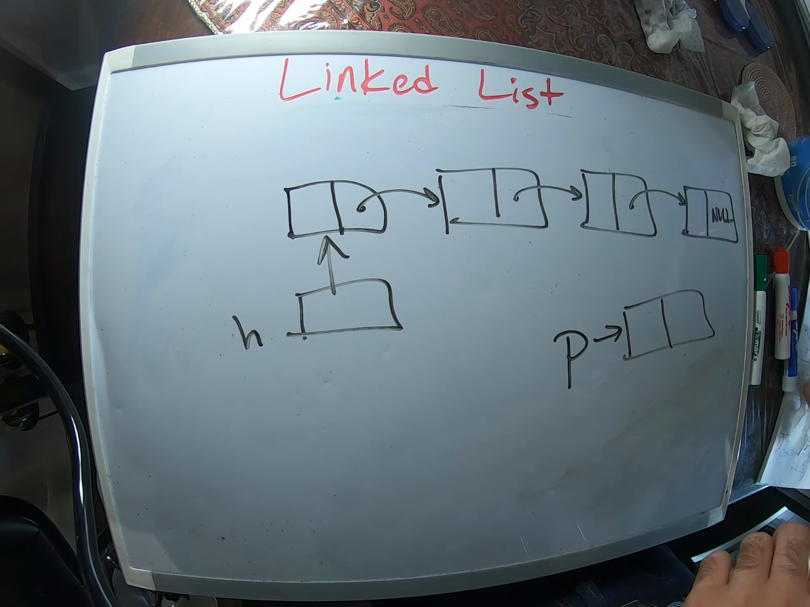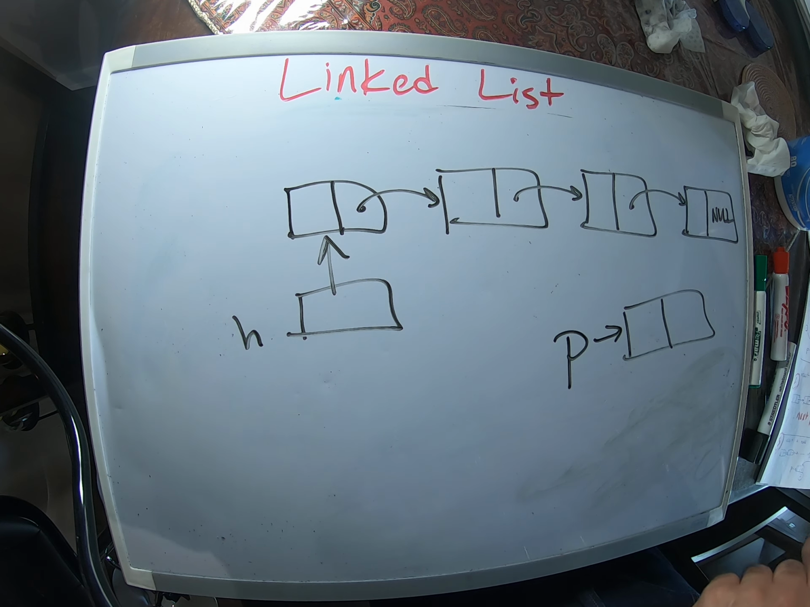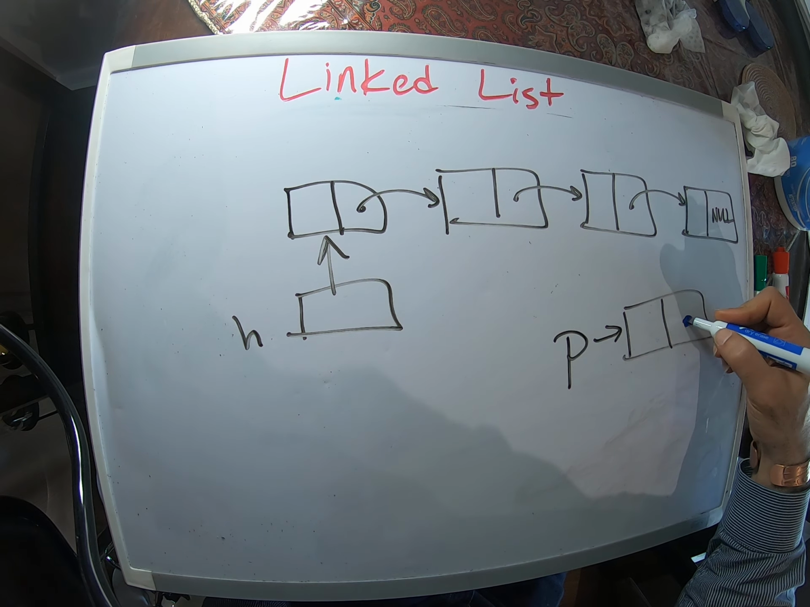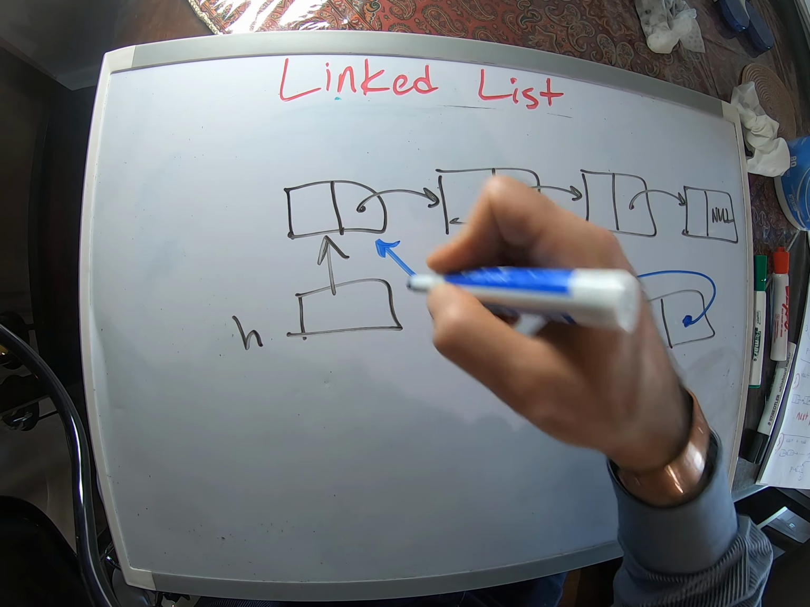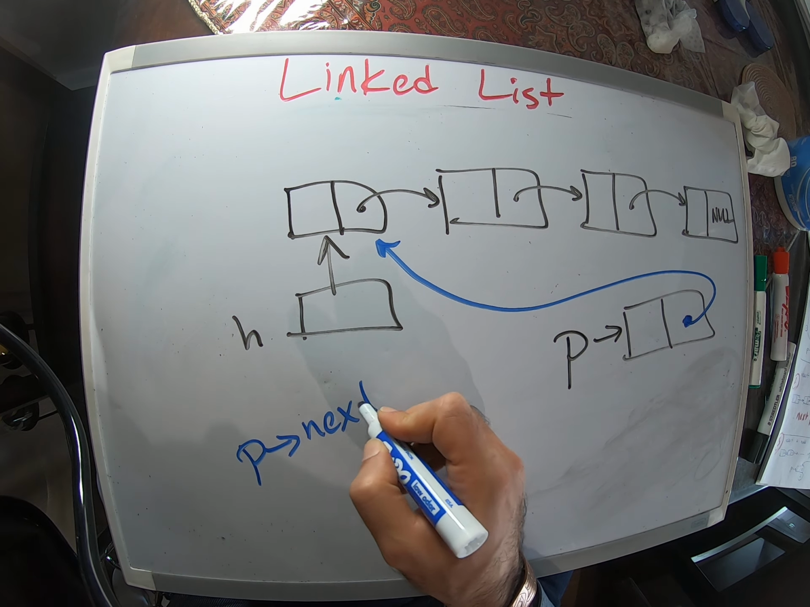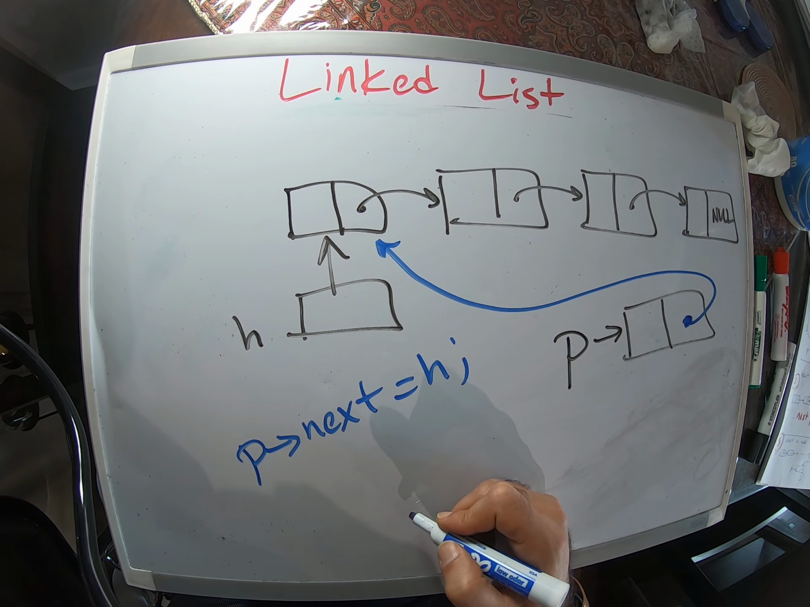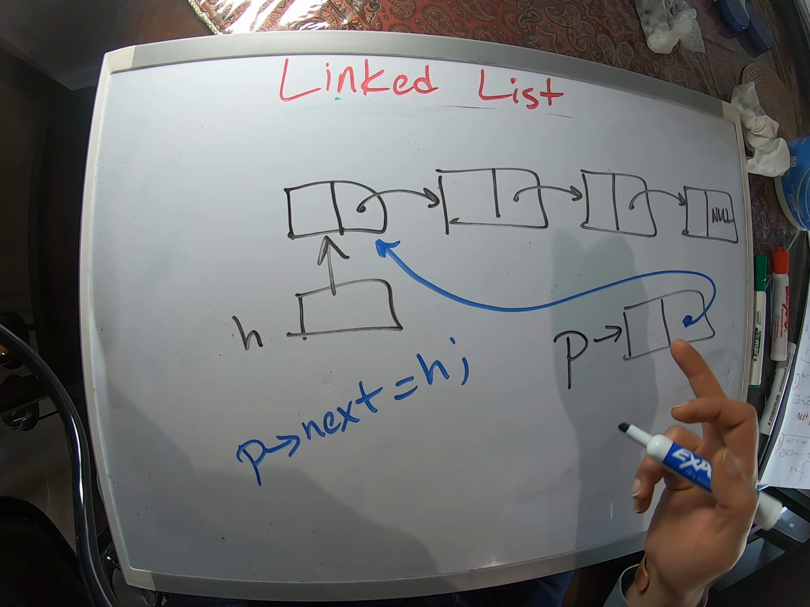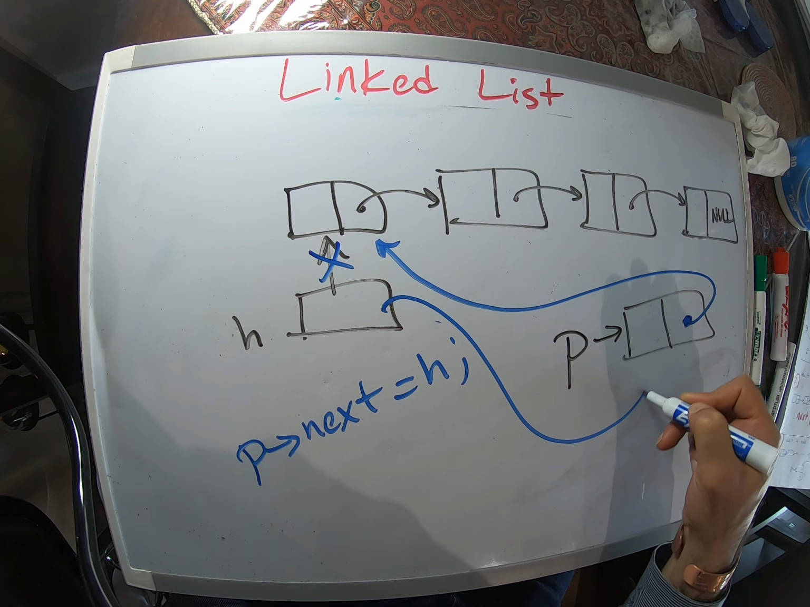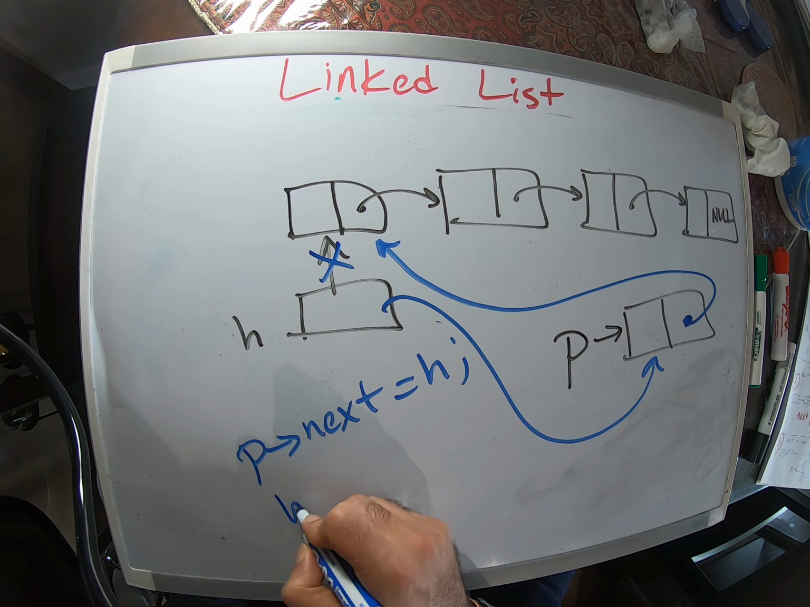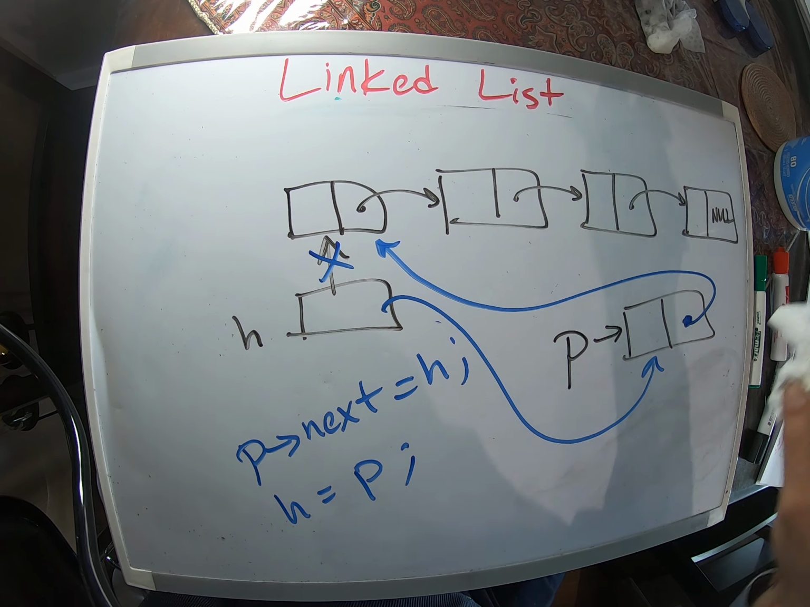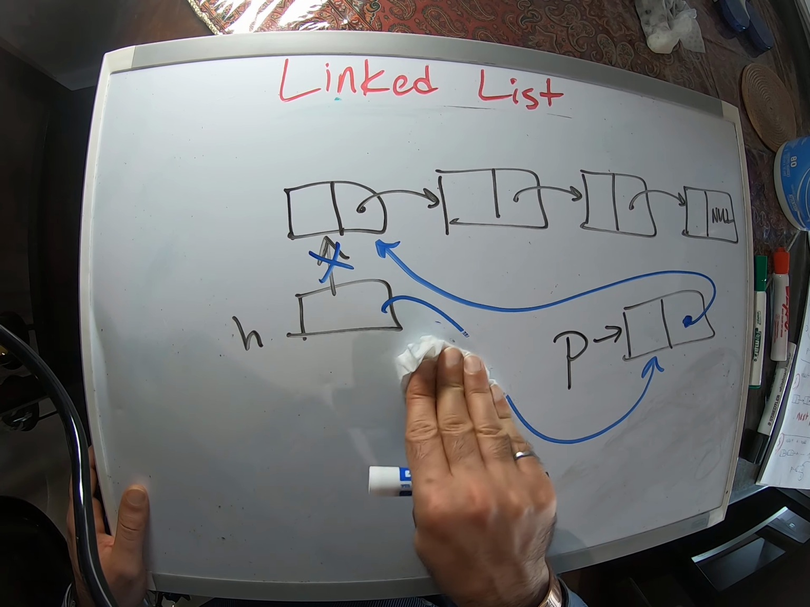If we want to insert the node at the beginning of the linked list, what we basically need to do is make this new node point to the first node. So we have to say p arrow next is equal to h. And then this should become the head of the linked list, so we make the head point to here. So h is equal to p. That was the case if we wanted to insert the node in the beginning of the linked list.